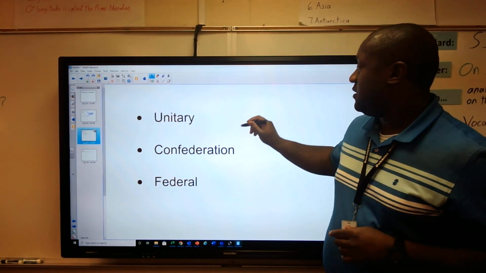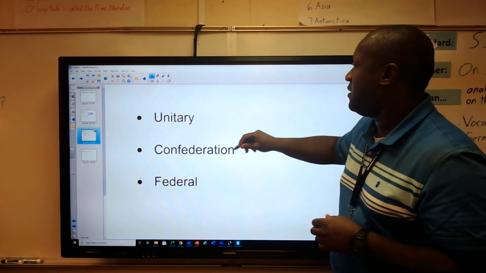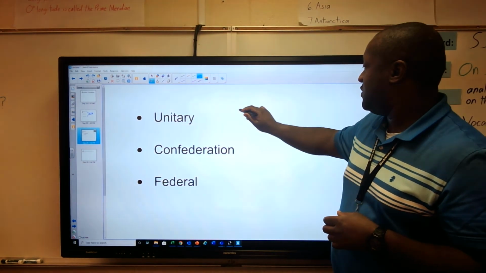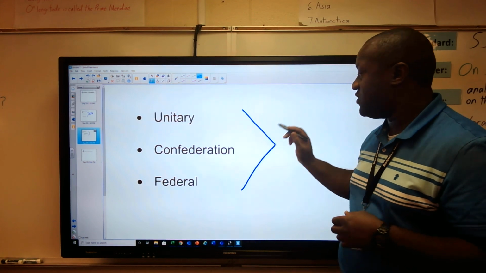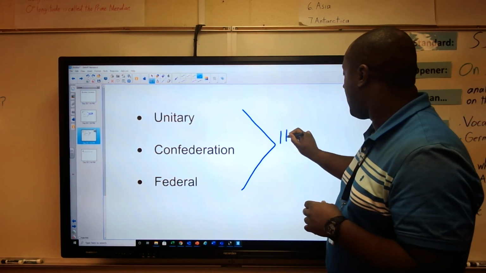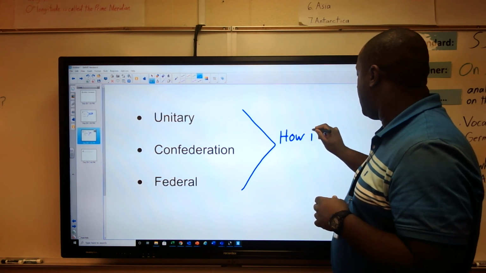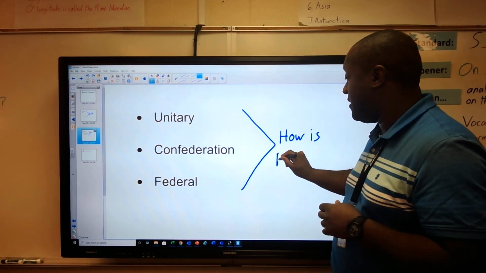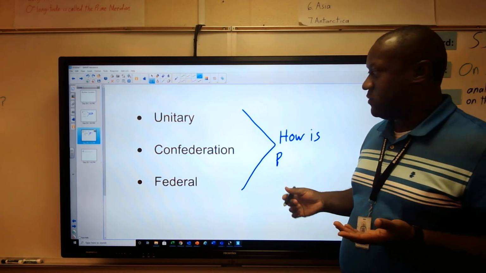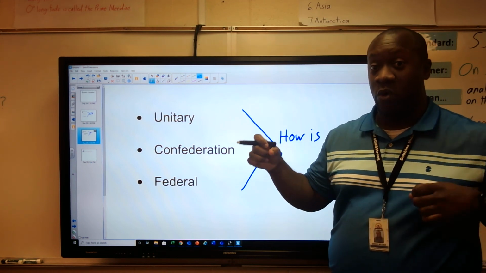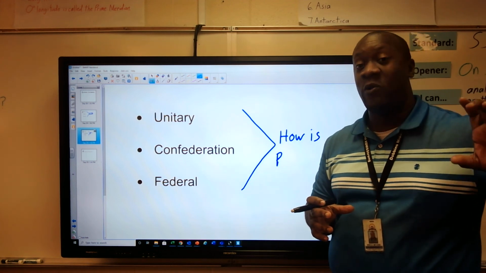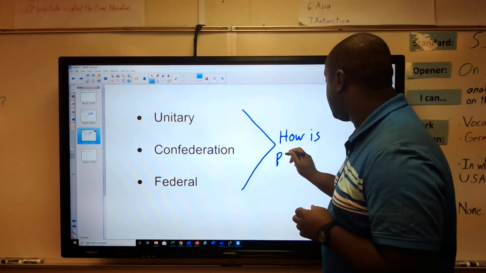So first of all, let's make our little note right here. If Mr. McGee could remember to make sure to do the board with the pen. So these three answer the question, how is power shared? Now think about it. Again, if you don't know how power is shared, you're going to be in trouble because you're going to have war between the central government that controls the entire country and the smaller local governments. So how is power shared?